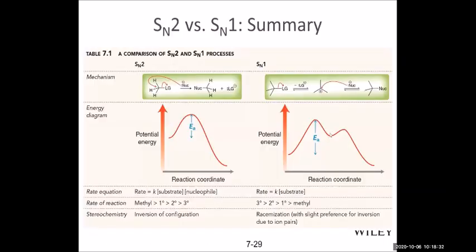So there's a summary for the SN2, SN1 reaction. The mechanism is completely different. The SN2 key step is a one-step reaction. Attacking and leaving happens in one step. So we have two arrows.